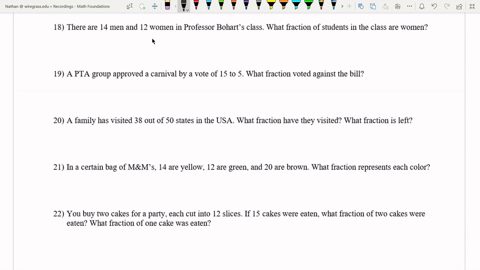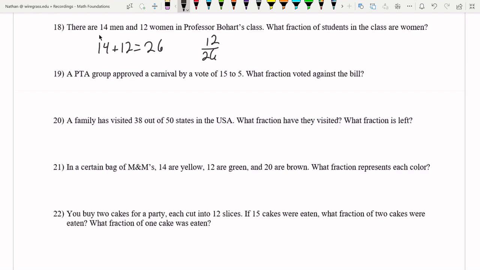There are 14 men and 12 women in Professor Bohart's class. What fraction of the students in the class are women? So we're always going to look at the total in the class. If we're looking at the fraction of the class that are women, we're going to look at 14 plus 12 equals 26 people total, and 12 out of 26 are women.